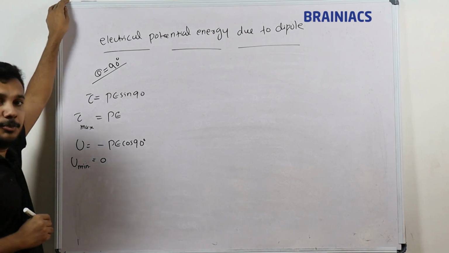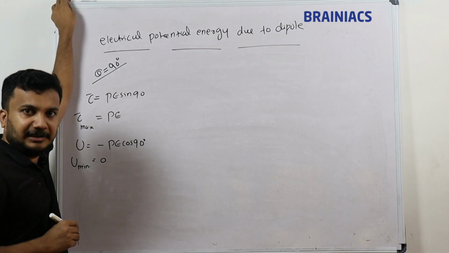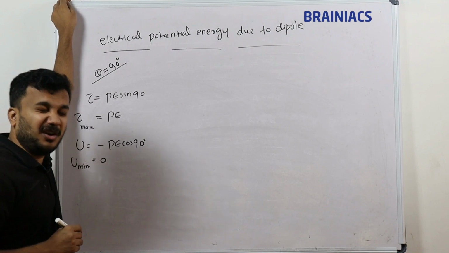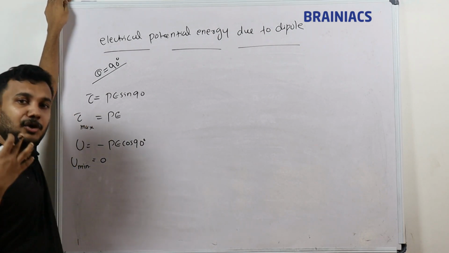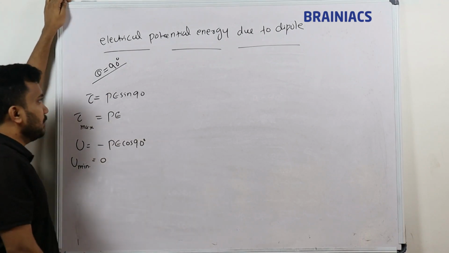When a dipole is placed in a uniform electric field, it experiences only torque and no force. So the total force will be equal to 0.